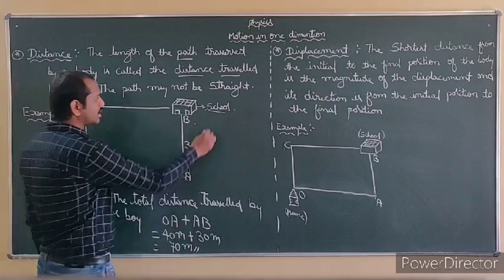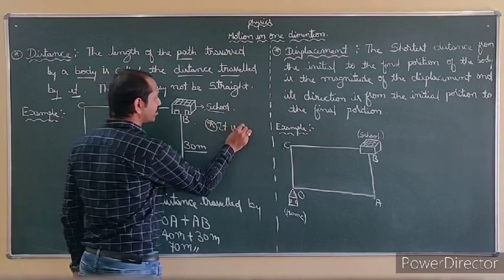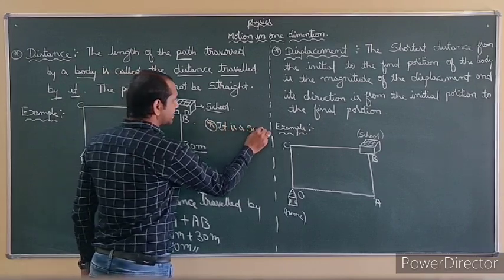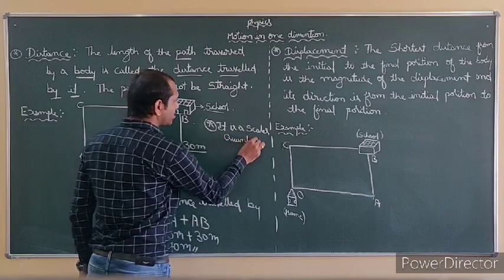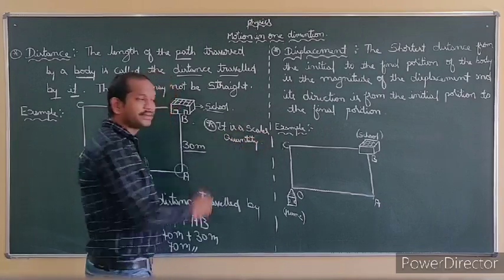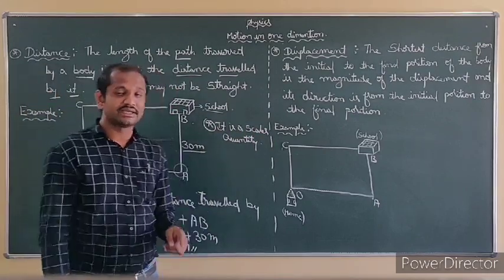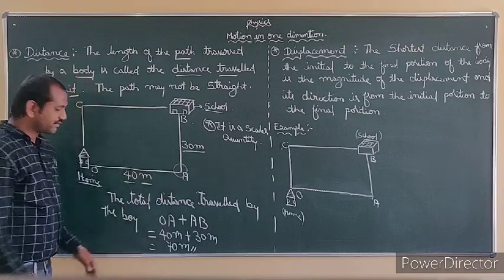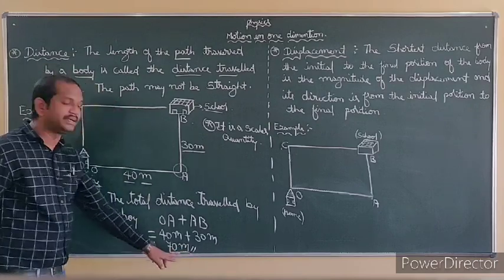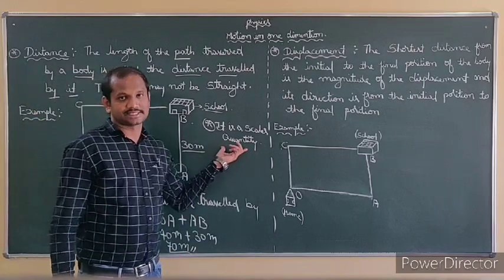We should know one more thing about distance: it is a scalar quantity. You already know what you mean by a scalar quantity. A scalar is a physical quantity which has only magnitude but no direction. Even in this case, we have a magnitude. This 70 meter is nothing but a magnitude.